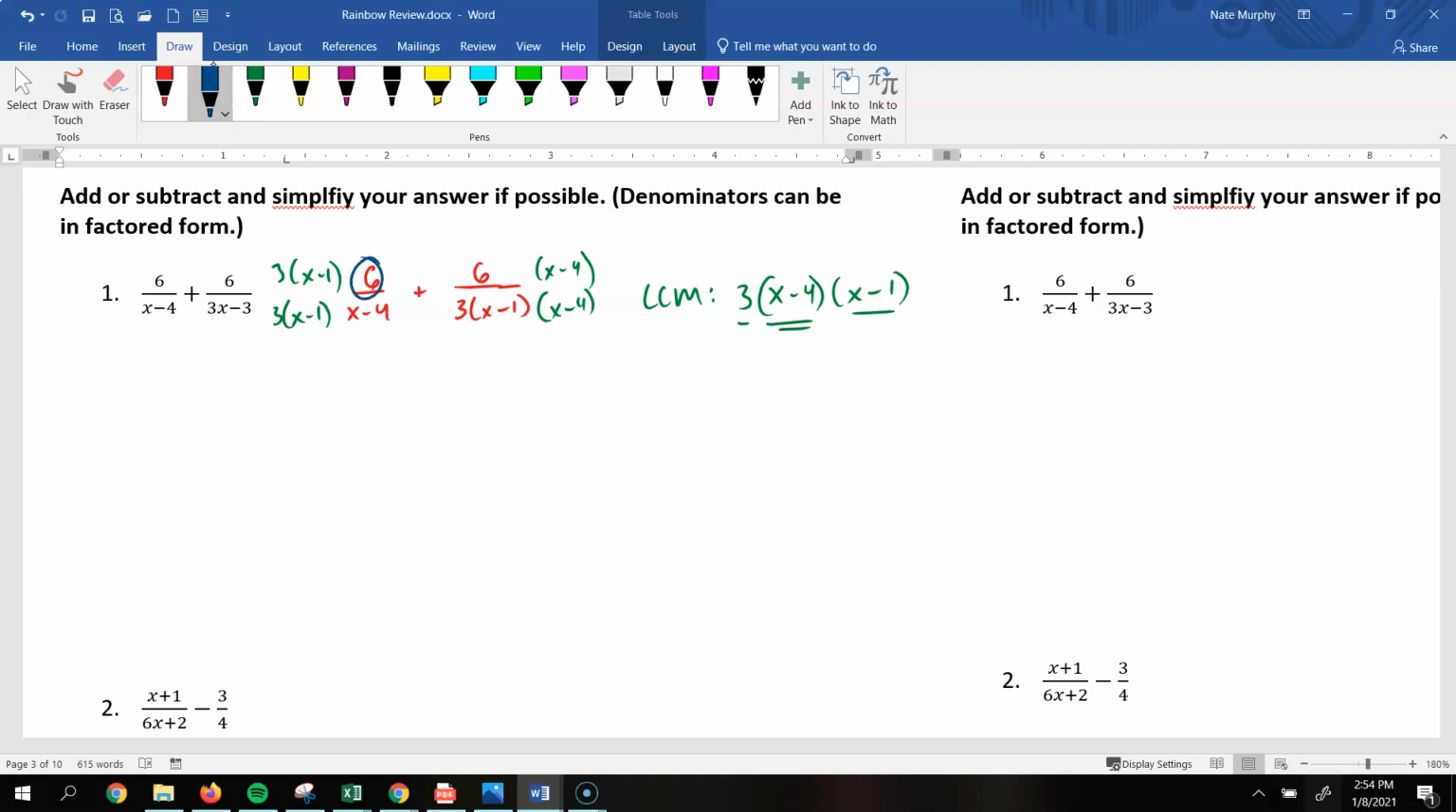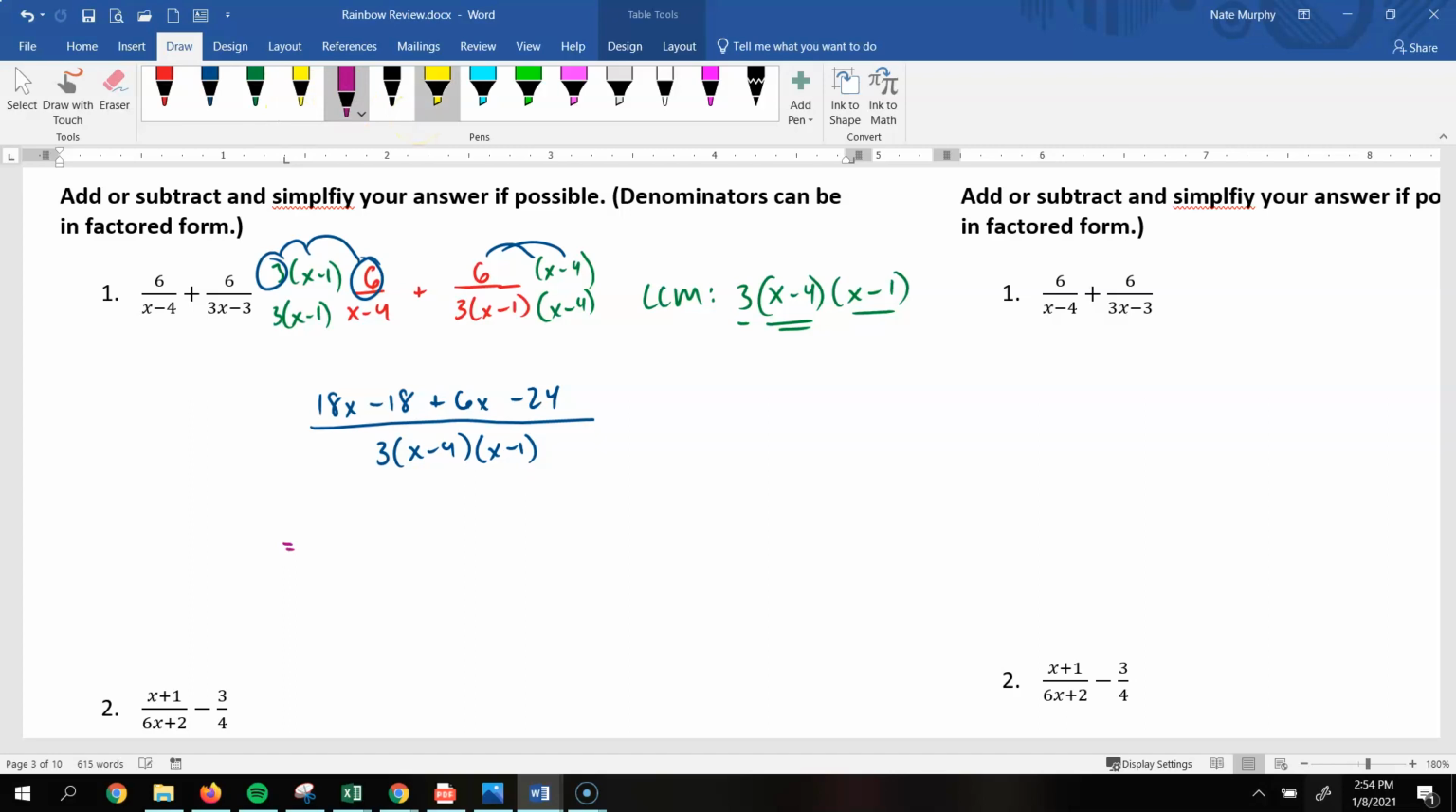Now in the next step, I'm going to recognize that 6 times 3 is 18. So I'm going to take 18 and distribute that to the inside of the parentheses there. So we would have 18x minus 18. And then here I'm going to distribute the 6 through, so we would have 6x minus 24. And all of that would be over our LCM, which would be 3 times x minus 4 times x minus 1.